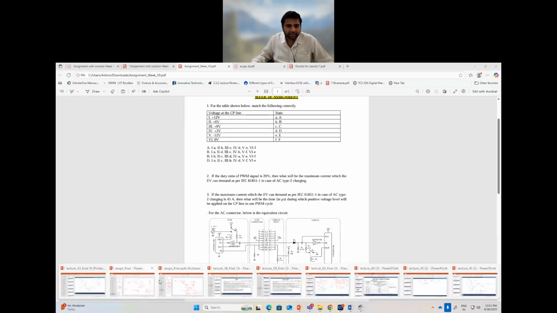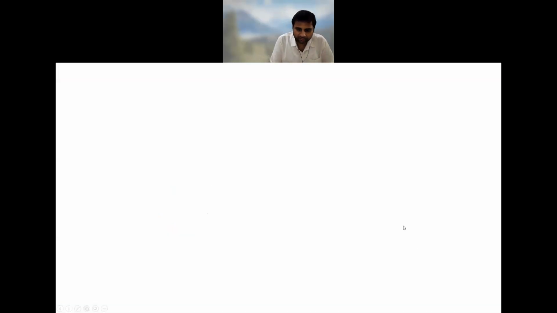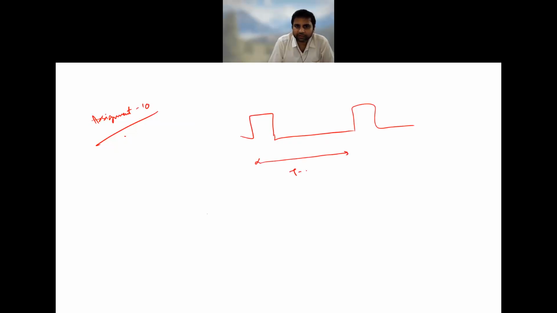In our PWM, we already know the time period corresponds to 1 kilohertz, and for some time the positive voltage level is there, and for some time the negative voltage level is there, and our duty ratio is nothing but, let's say this is the T on time and this is the total T time.